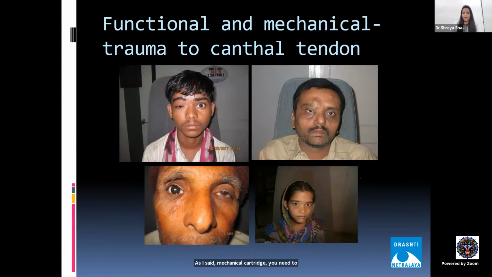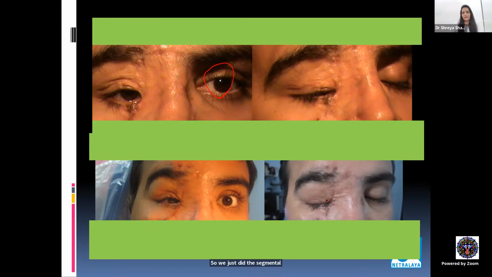Medial canthal tendon injury also, as I said previously, you need to repair because it will be associated with the lacrimal injuries also. This patient had a traumatic optic neuropathy of the good eye. So this eye is not actually, there is no vision in this eye. It was only this eye with lagophthalmos. So we just did the segmental brow suspension. We just lifted only the medial canthus. He's able to maintain the medial canthus, and he is able to see through that.